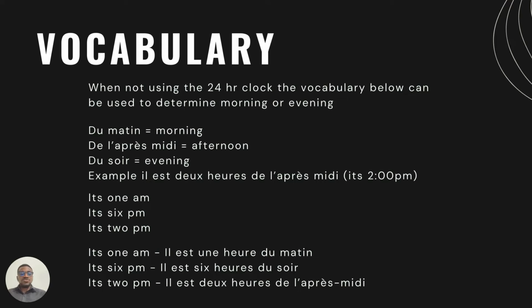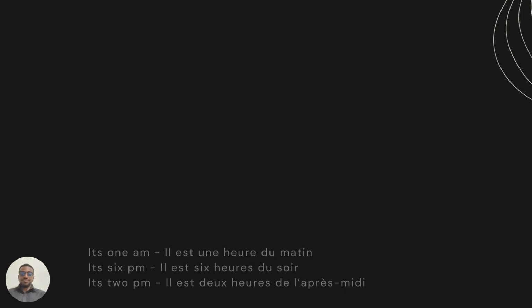And then we have it's 2 p.m. Il est 2 heures de l'après-midi. That's the difference there. In French, we refer to them as du matin, morning, de l'après-midi, afternoon, and du soir, evening, whereas in English, you only have AM and PM.